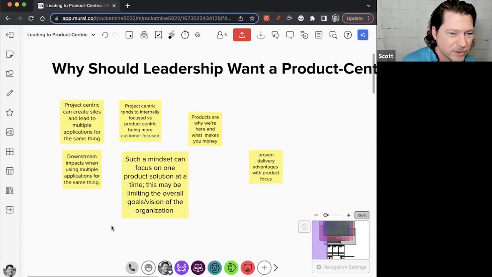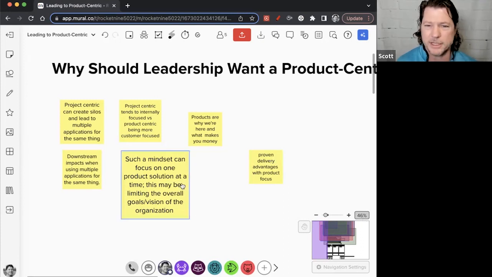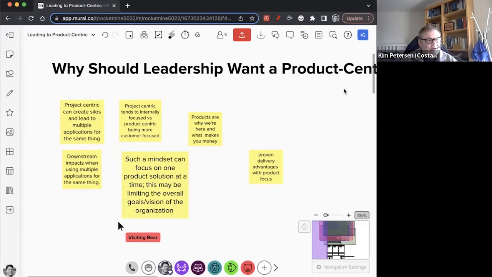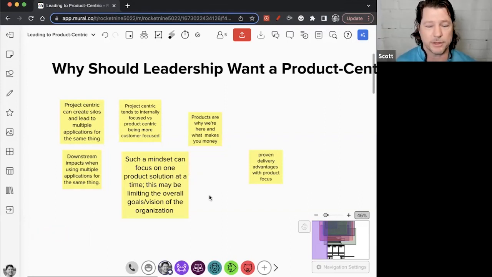Such a mindset can focus on one product solution at a time. This may be limiting to the overall goals and vision of the organization. I'm just curious, Colleen, was that yours? I put that in there. I'm not sure I understand the concept of a product-centric organization. I was thinking it's one product, one solution, work on it, single-minded. So my definition of product-centric organization might be different than yours. Sure. Well, that's what I'm struggling with a bit.